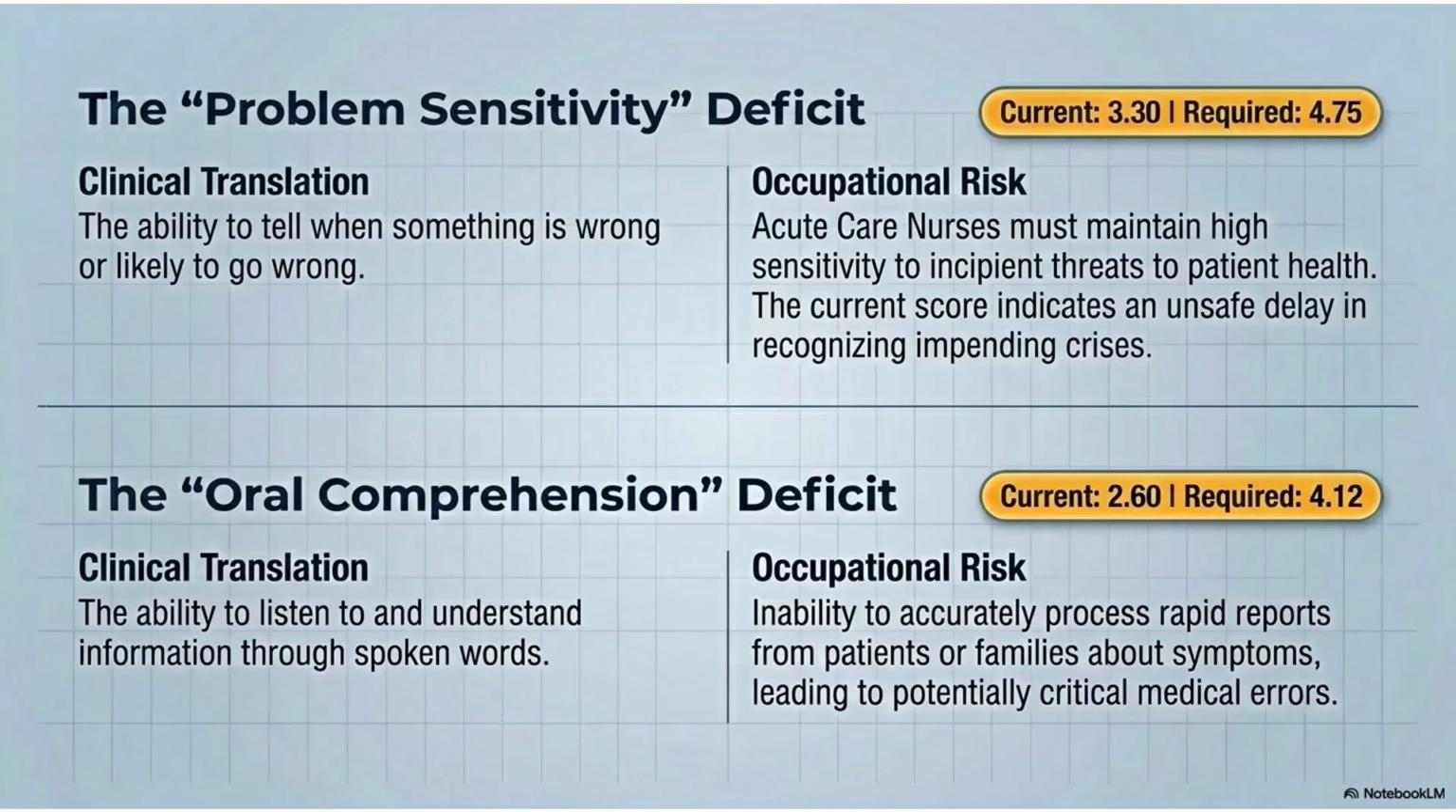What do these deficits mean in a clinical and occupational context? Problem sensitivity is the ability to tell when something is wrong or likely to go wrong. For an acute care nurse, this carries a severe occupational risk as they must maintain high sensitivity to incipient threats to patient health. Joanna's score indicates an unsafe delay in recognizing impending crises. Similarly, her deficit in oral comprehension, understanding spoken words, presents a risk of critical medical errors due to an inability to accurately process rapid symptom reports from patients or families.